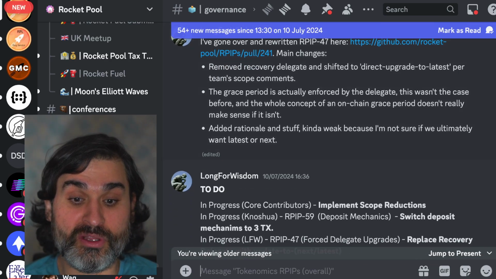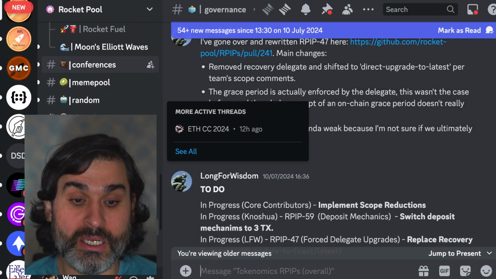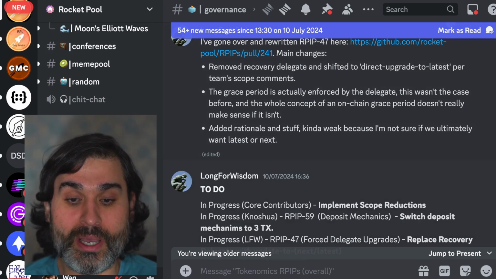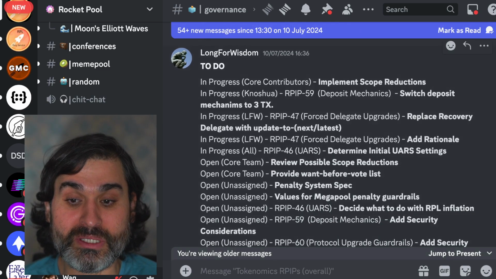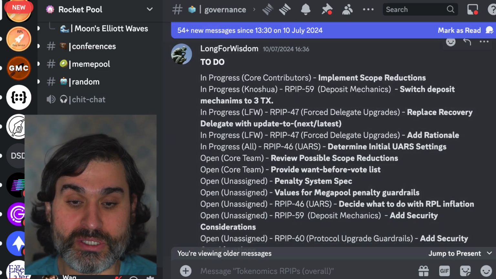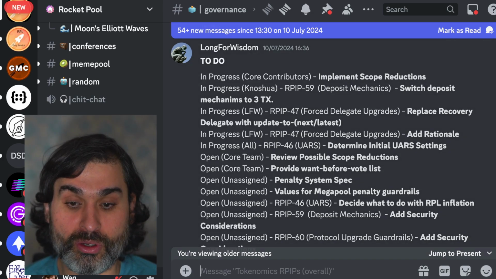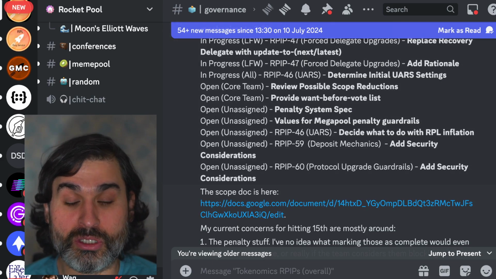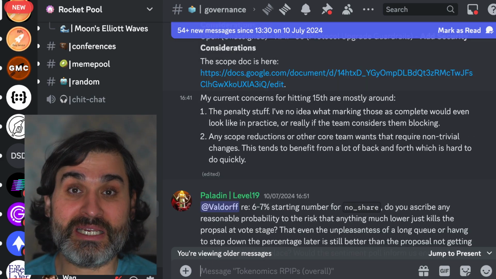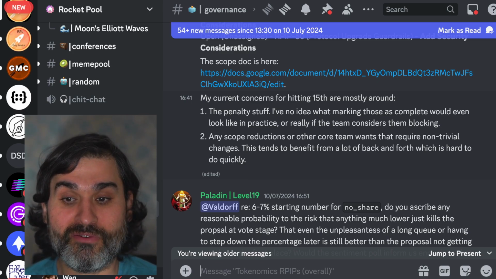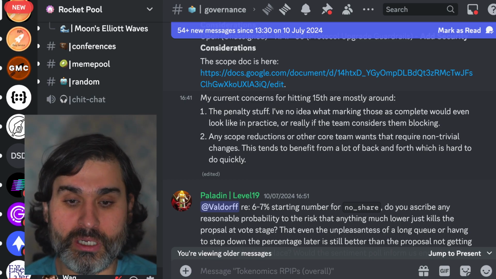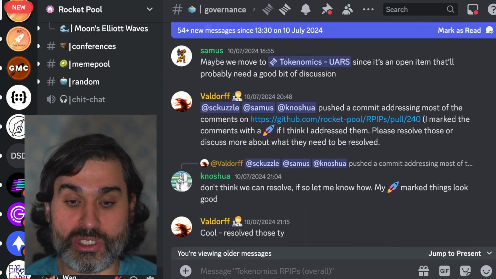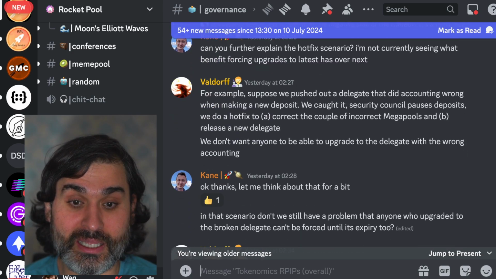The thread that's full of alpha about this, if you are interested in it, is the tokenomics RPIPs overall thread, and that is the one where you can go and get this information about where we stand, what's happening. And here, Long for Wisdom has a to-do list and what's left before it goes to vote. But it looks like things are looking pretty good. The idea is that the sentiment check for this proposal goes live on July 12th, but it might be a couple of days late depending on how these guys iron out things on their side. But it's really, really exciting.